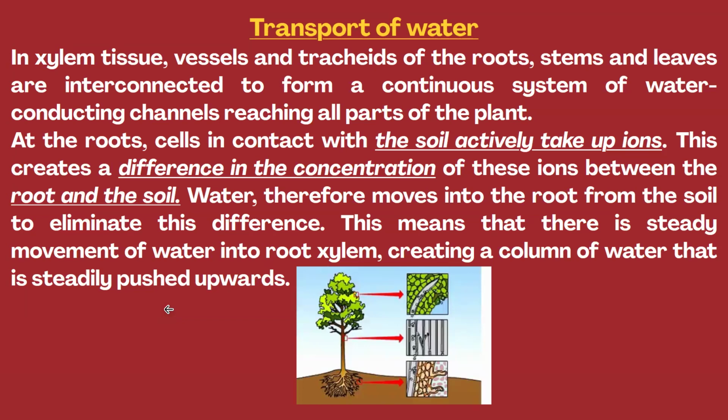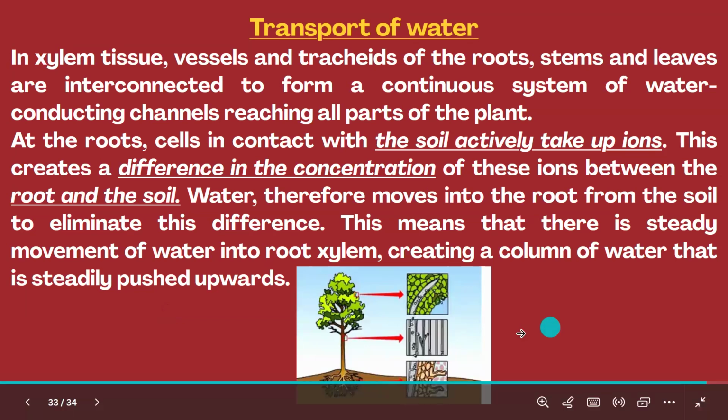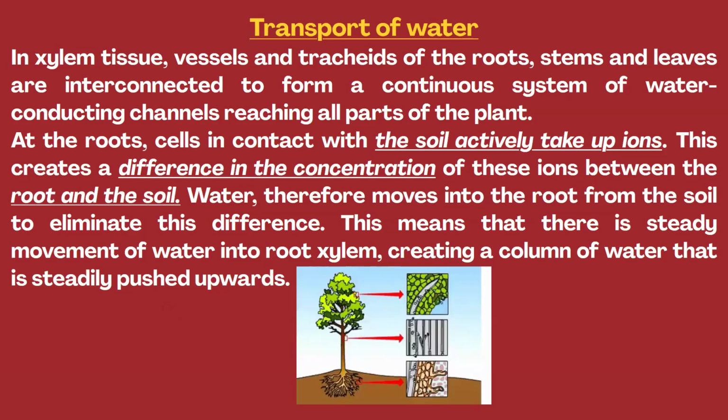Means the lower portion has a very high concentration, and the upper portion has a very low concentration. So the water will move from the higher concentration to the lower concentration region, because of the difference. So the transportation of water from the soil to the root helps to create the difference, then the water will move from the roots to the entire parts of the plant.